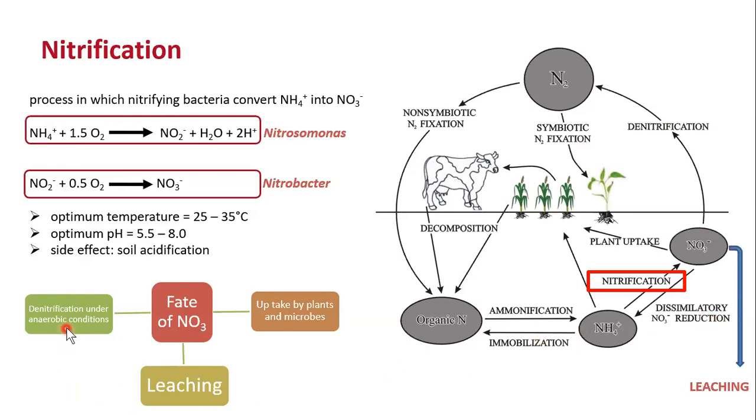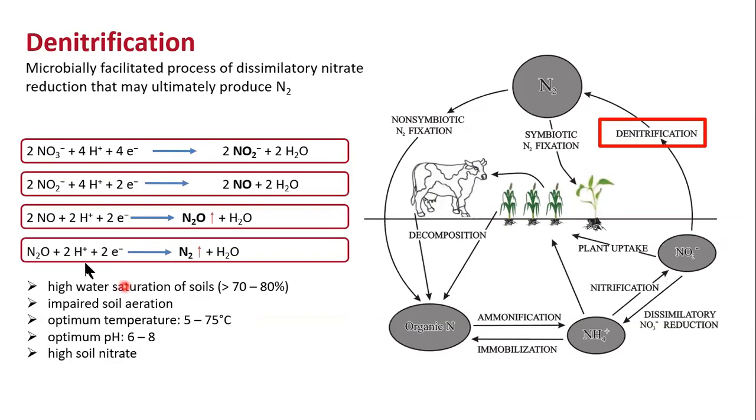And then we have also denitrification under anaerobic condition. If you don't have oxygen in the soil, the microbes need oxygen, so they will get it from this NO3. So what will happen? If they get oxygen from nitrate NO3, this oxygen will be removed and some other product will be developed, which is in general gases. So we will see the denitrification: a microbially facilitated process of dissimilatory nitrate reduction that may ultimately produce N2.